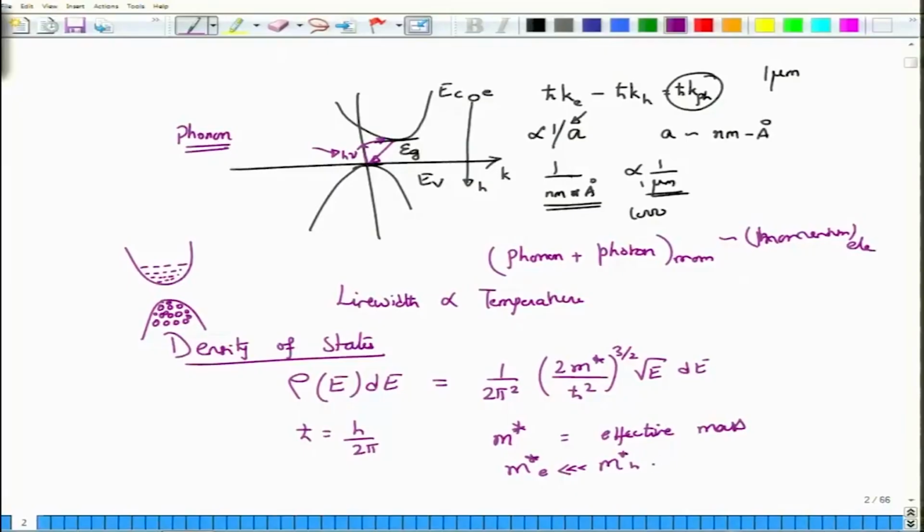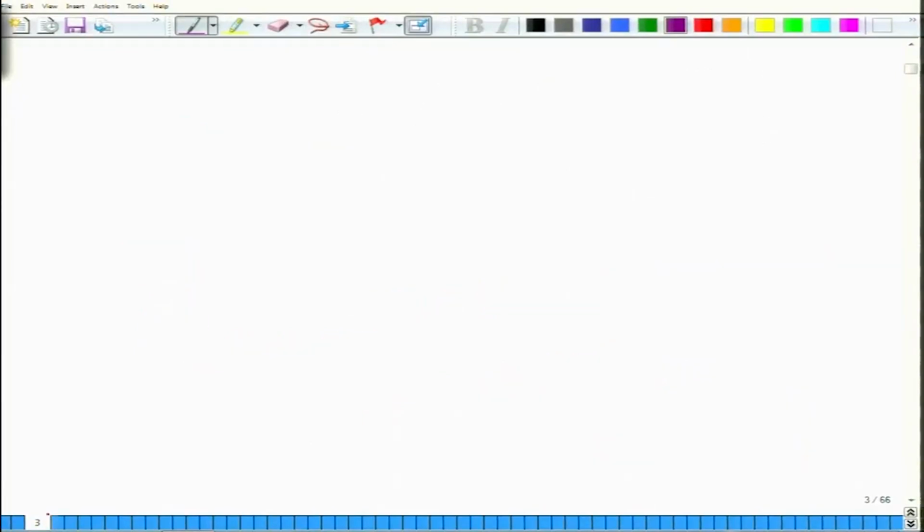Now, what is the implication of this result for the density of states? It means that the density of states for the electrons will be much less than the density of states for the holes. Why? Because the density of states is directly proportional to the effective mass. Now let us do an interesting calculation which will tell you how the magnitude of the density of states for electrons and holes will differ.